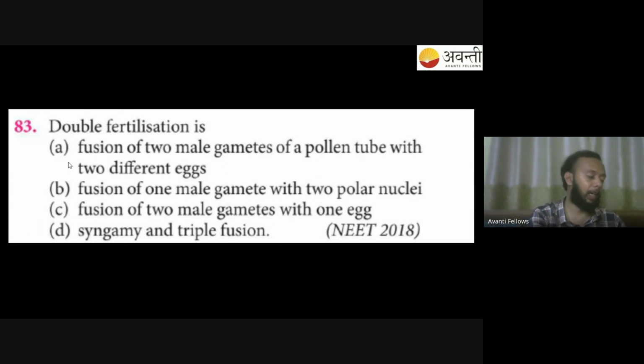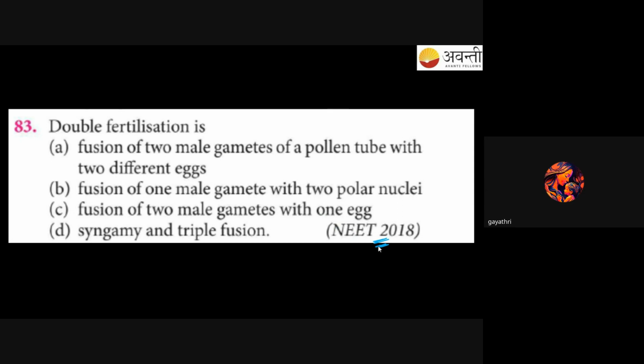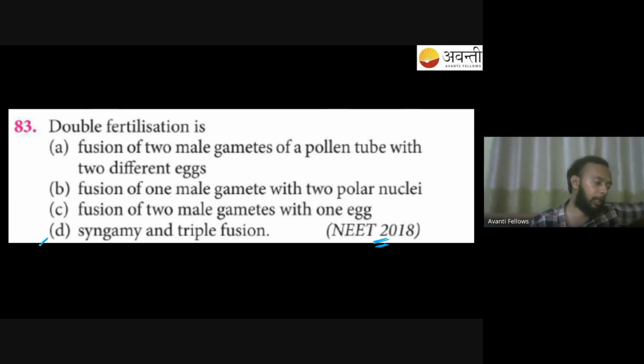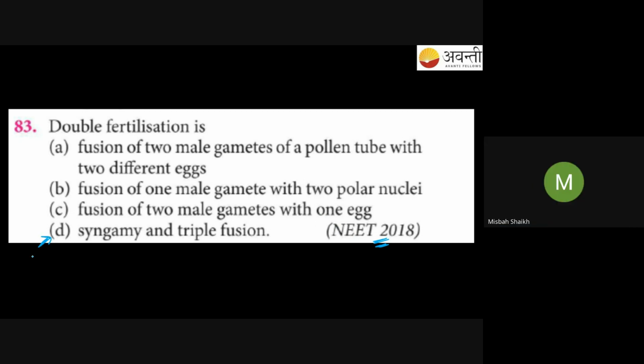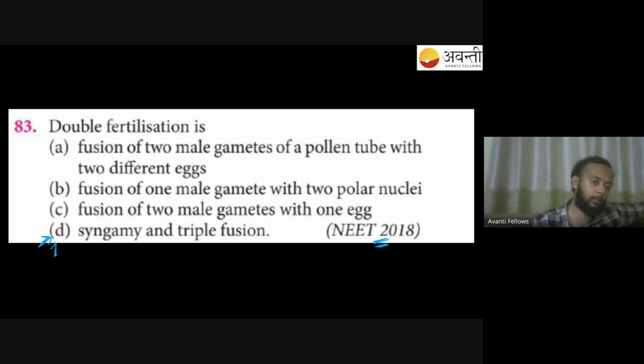Double fertilization is what? Read the statement and tell me the correct answer. देख लो, ये 2018 का क्वेश्चन है। क्या होता है डबल फर्टिलाइजेशन के दौरान? टेल अस गायत्री। सर ऑप्शन डी। ओके बाकी लोग? मिसबा ऑप्शन बी। एंड शिखा? सर ऑप्शन डी। राइट, सिंगैमेट रिवोल्यूशन, those two things will happen over here, right? This is the correct answer.